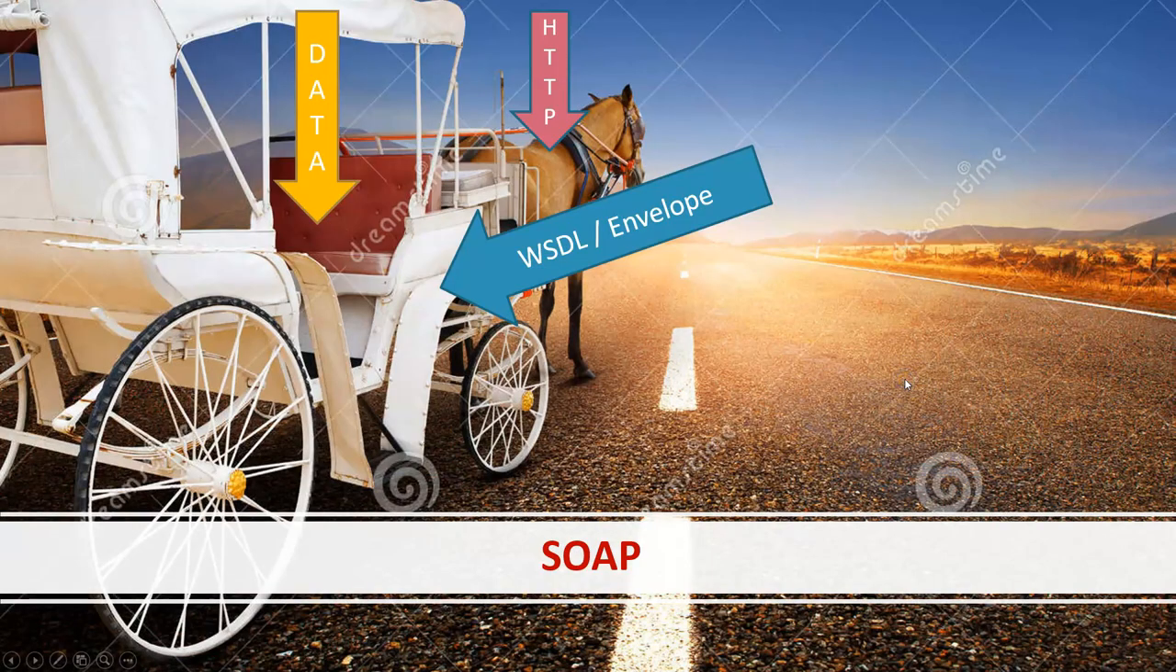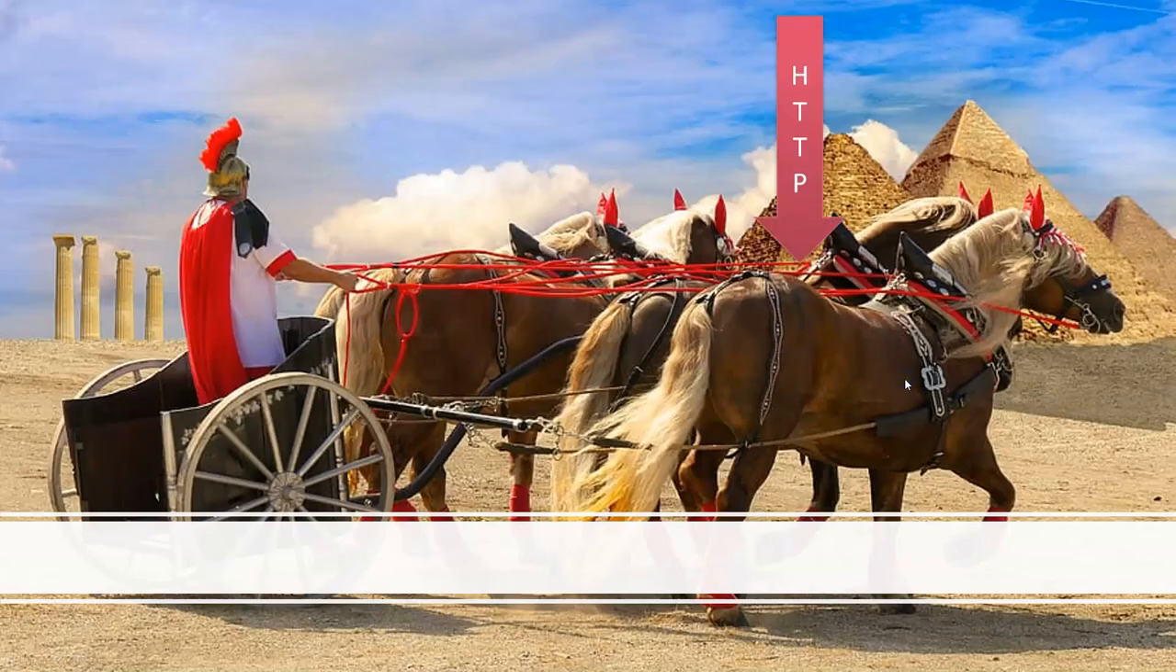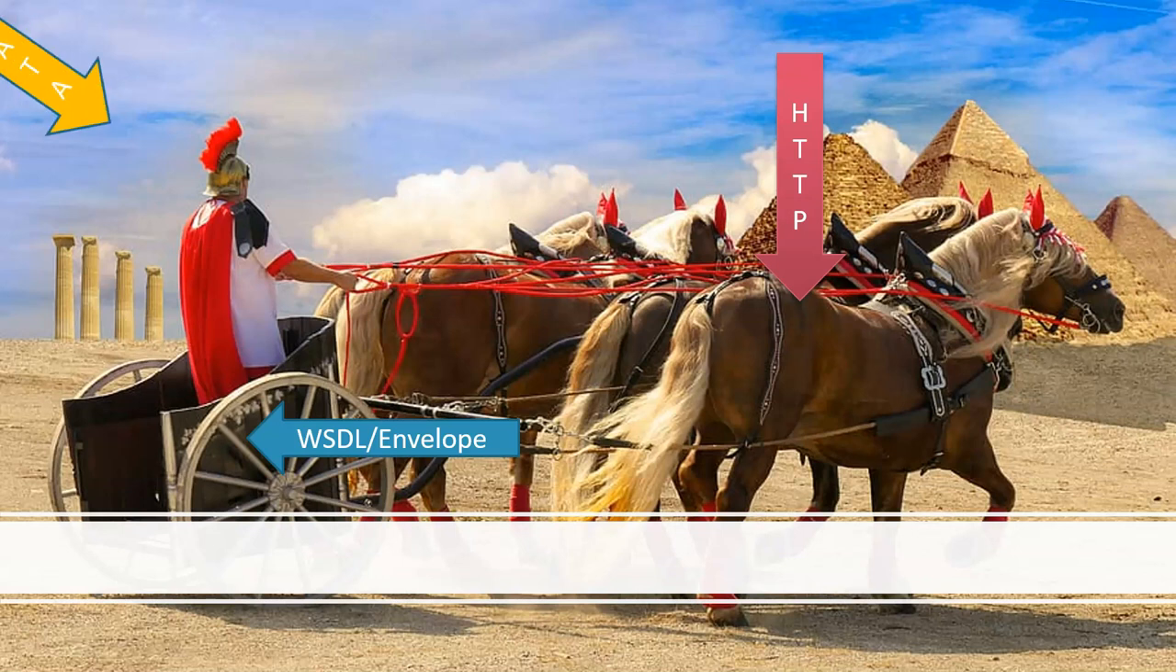Let us look into another diagram. This is the HTTP which is our horse. This is the carrier or the WSDL envelope which has to go for a SOAP, and then the man is the data. So all this combined, HTTP plus the WSDL signature or the envelope along with the data is the SOAP. I hope you are clear what SOAP is.